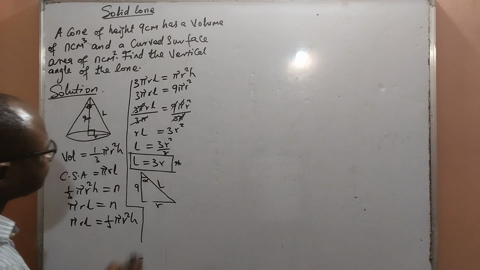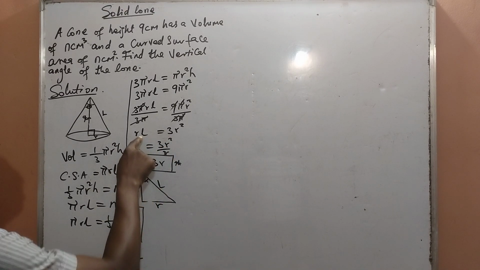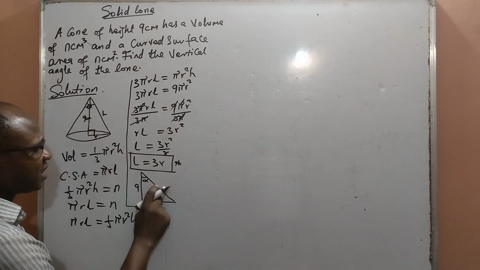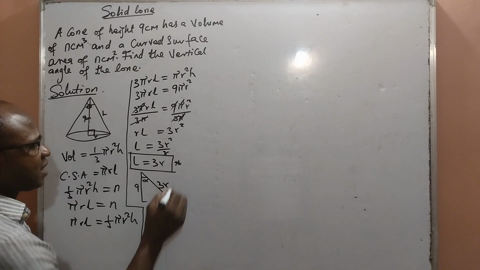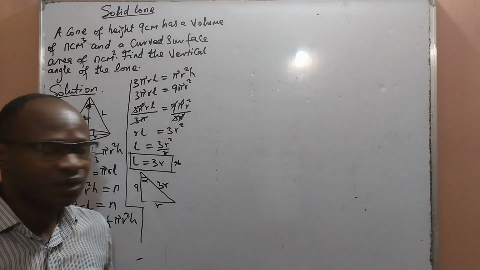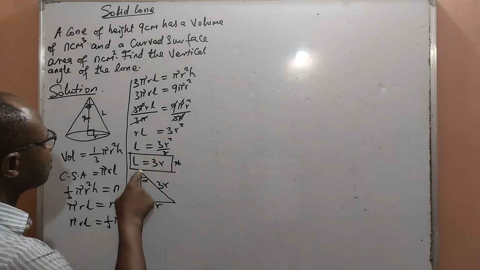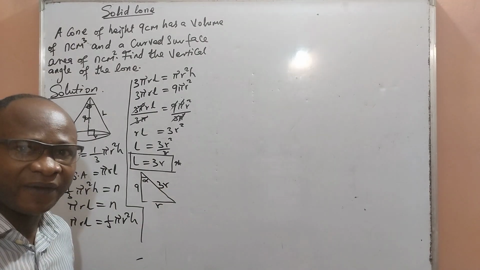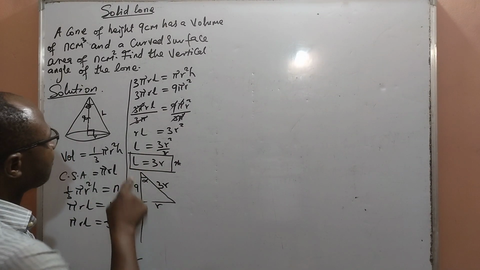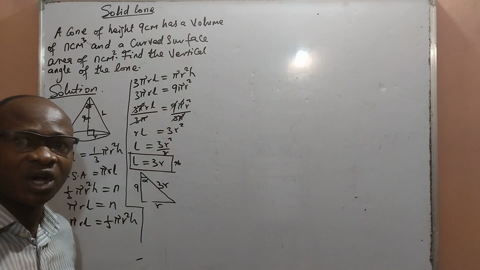Alright. Now, I have gotten that l can also be written as 3r. Meaning that I can replace this l with 3r. At this point, I can go by Pythagoras theorem to find the value of r. And when I know the value of r, it means I have also gotten the value of l, because my value of r can be multiplied by 3 to get the value of l. Since we have gotten that l, the slant edge, is equal to 3 multiplied by the radius of the cone.